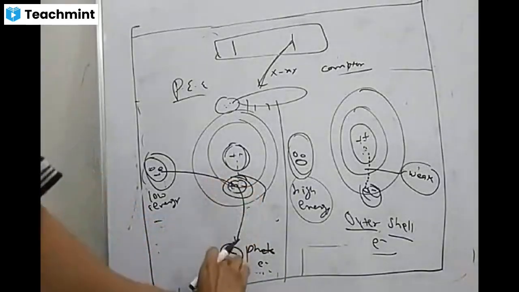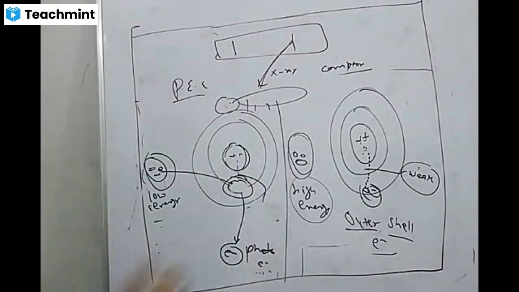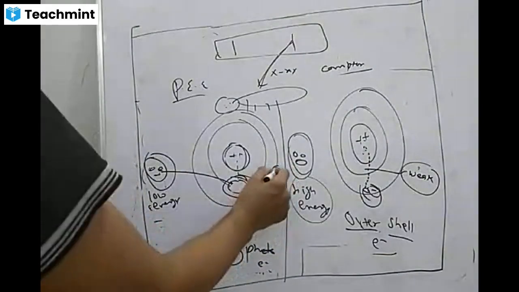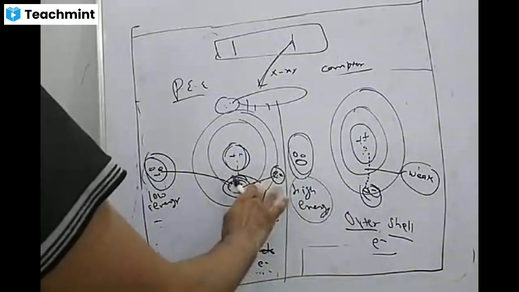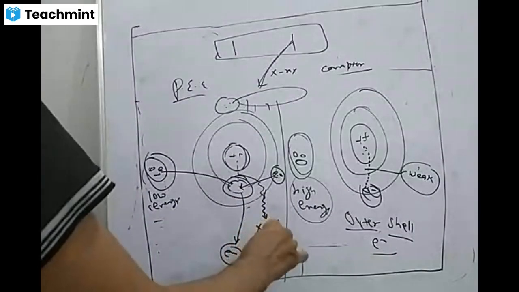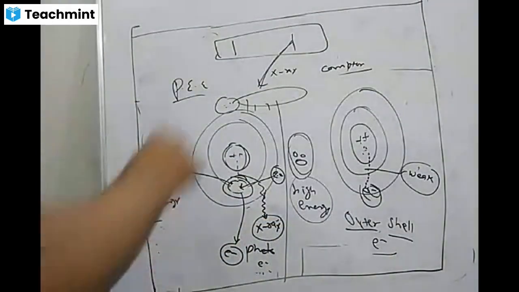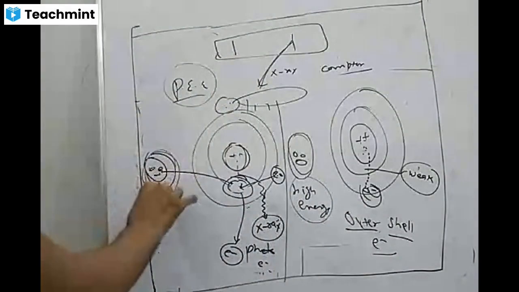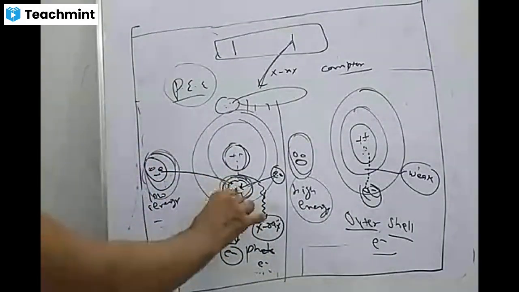If the electron comes out, then there will again be a hole, a gap. So some electron from the outer shell will jump here, and during that jump, the energy will be released in the form of X-ray. So this is the case of photoelectric effect, where a low energy photon interacts with the inner shell electron.